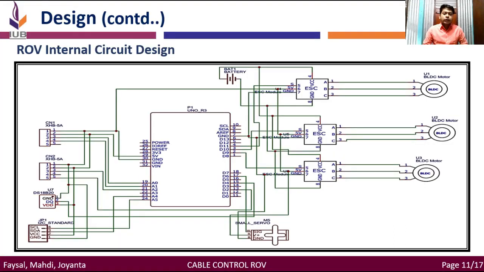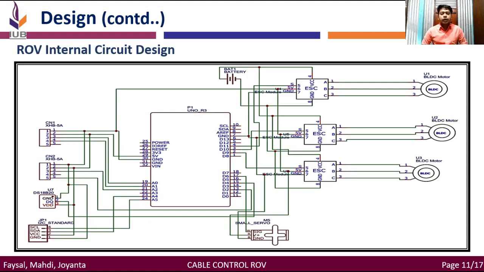Then the internal circuit design of our ROV, and the circuit is designed by EEE400 software, which is free. The microcontroller we will use is the Arduino Uno R3. We have separated the total circuit into two parts. On the left side we have used two joysticks which will provide Arduino Uno analog data.